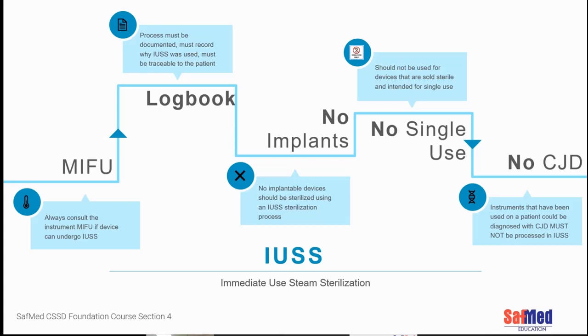You may not put anything implantable inside of an immediate use steam sterilization cycle, and I really would not do anything orthopedic, instruments, devices in a flash cycle. Again, only if it's included in the manufacturer's instructions for use. You should not be putting any single-use instruments through immediate use steam sterilization, and of course any device that may have been potentially exposed to Creutzfeldt-Jakob disease must not be flashed.